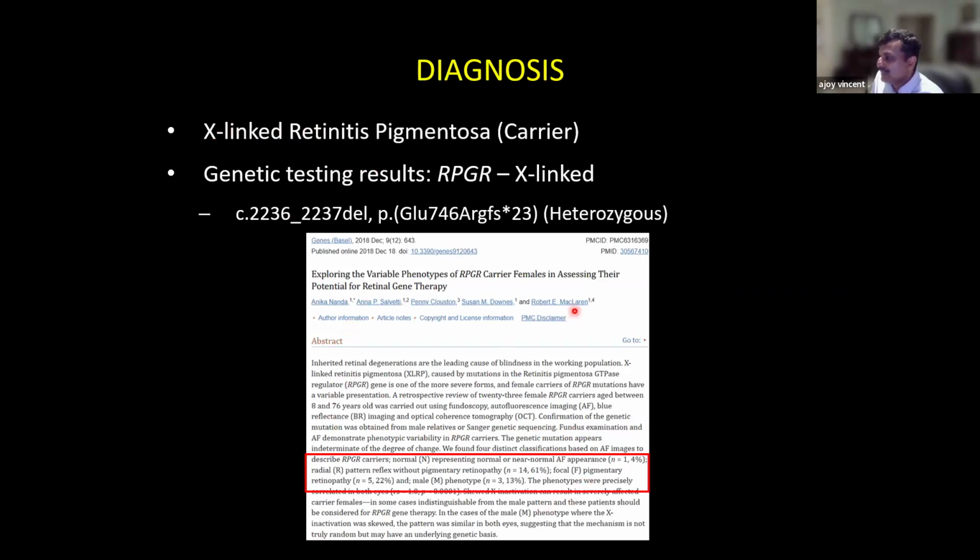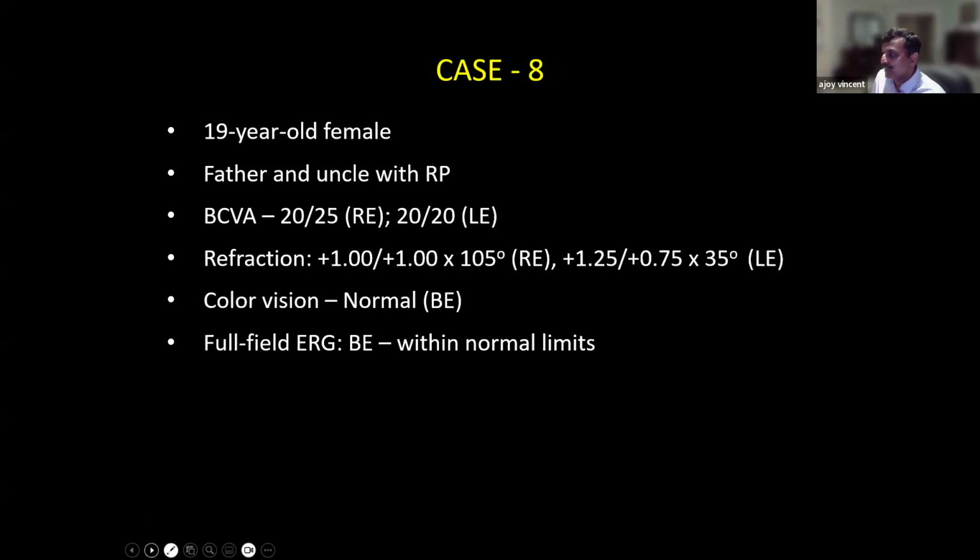And there was an excellent paper from Rob McLaren, which tells that about 35% of X-linked carriers of RP can have symptoms. So without genetic testing, if you just had fundus and OCT, you may not necessarily think that this patient has any issue at all.